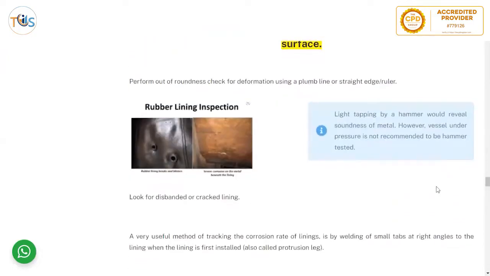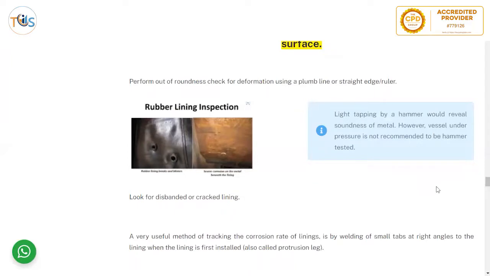Perform an out-of-roundness check for deformation using a plumb line or straight edge. Light tapping by hammer would reveal the soundness of the metal. However, please remember that a vessel under pressure is not recommended to be hammer tested, because it is already under pressure and it might break.